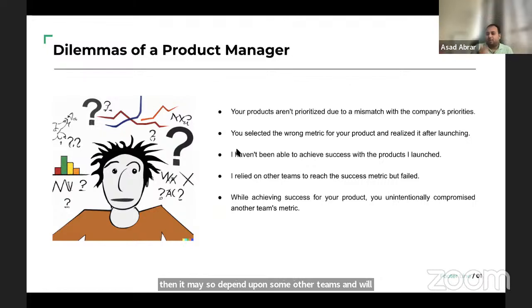So while achieving success for your product, you may unintentionally compromise on other teams' metrics. Let's say when you are running ads and you take up a lot of ad space on the home page, you can end up hurting the conversion on the home page, because ads are not as efficient as normal discovery. Now, if you don't have customer conversion as the check metric, it is very difficult, and you will unintentionally start compromising other metrics as well.